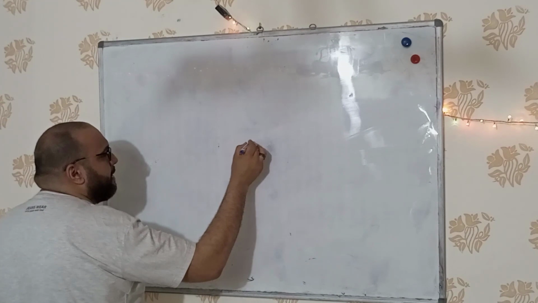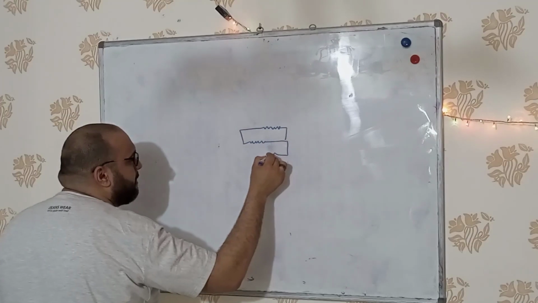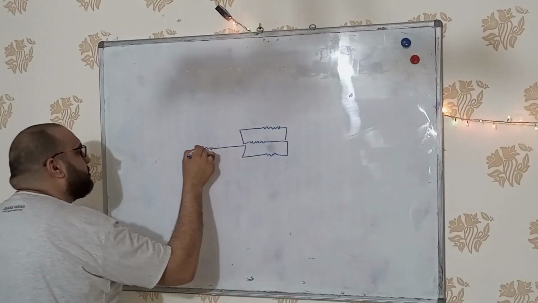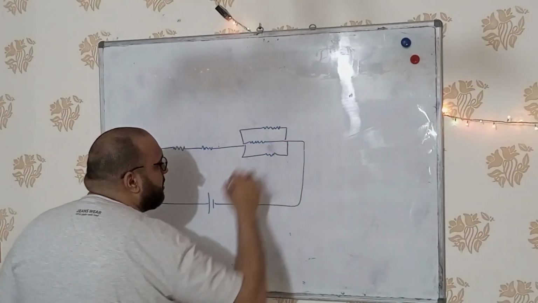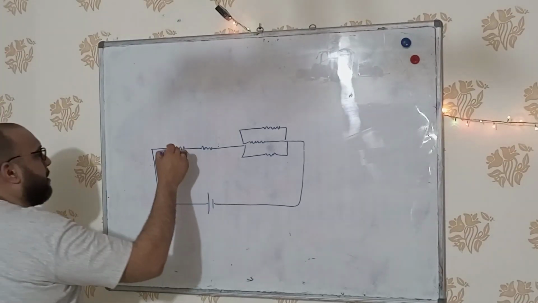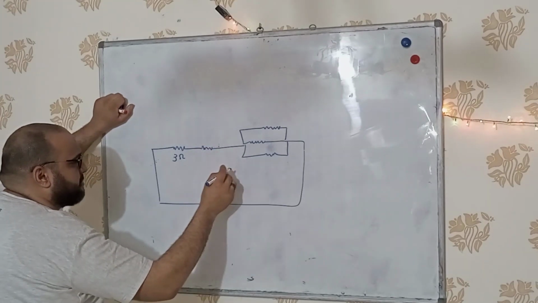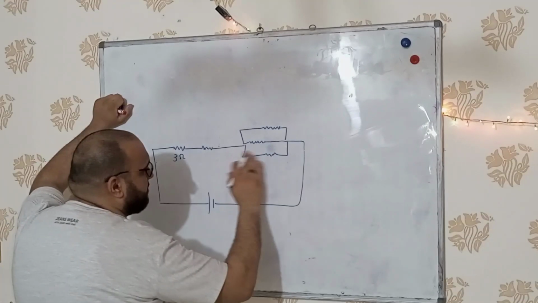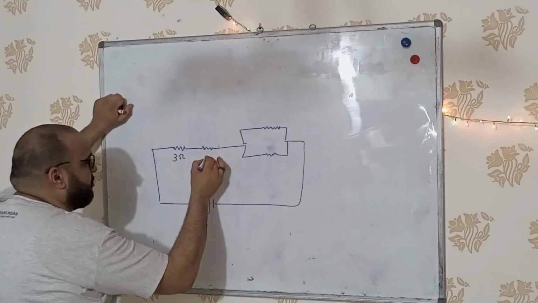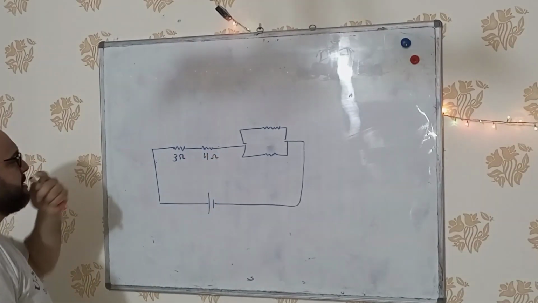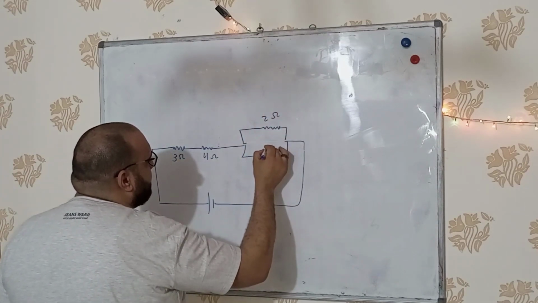The following problem has a resistor, another one, and here also two resistors connected to a battery. Here, this one is 3 ohms, and also this one. Let me mix them into only two resistors, which makes the calculation easier. 3 ohms, 4 ohms. This one is 2 ohm and 2 ohm.